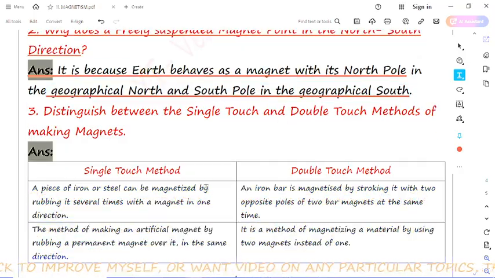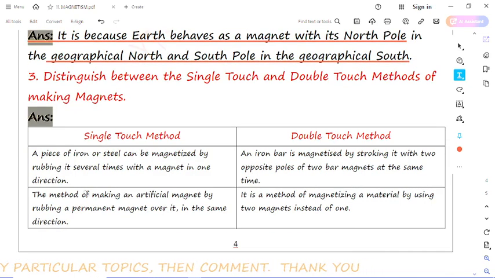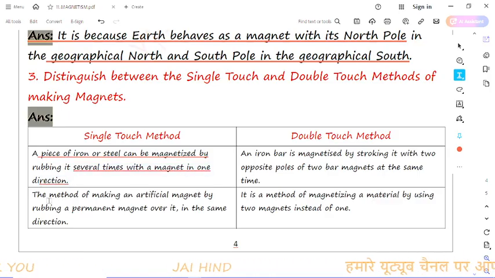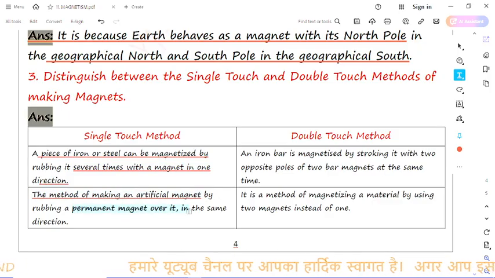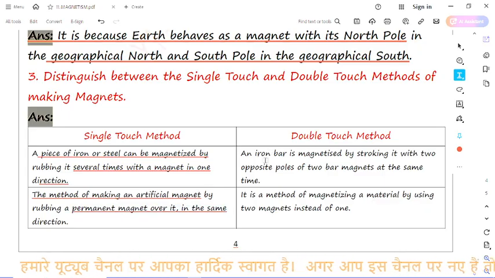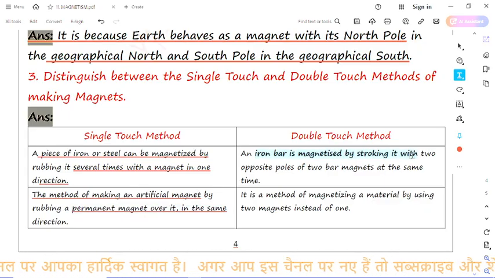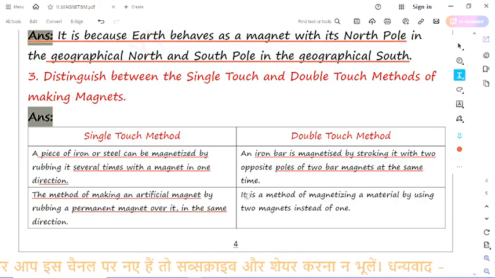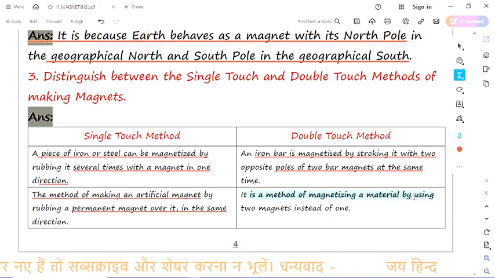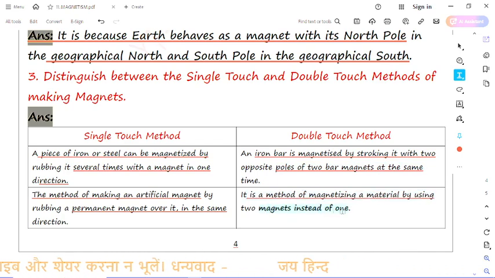Now the next is, we have to distinguish between the single touch and double touch methods of making a magnet. In the single touch method, a piece of iron or steel is magnetized by rubbing it several times with a magnet in one direction. It is a method of making an artificial magnet by rubbing a permanent magnet over it in the same direction. In the double touch method, an iron bar is magnetized by stroking it with the two opposite poles of two bar magnets at the same time. It is a method of magnetizing a material by using two magnets instead of one.